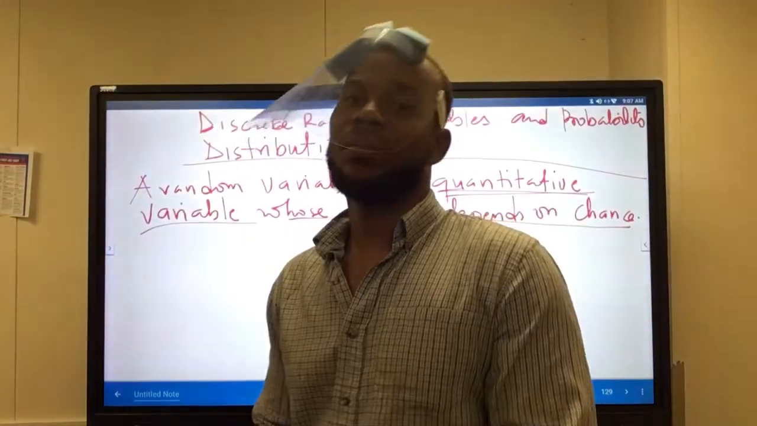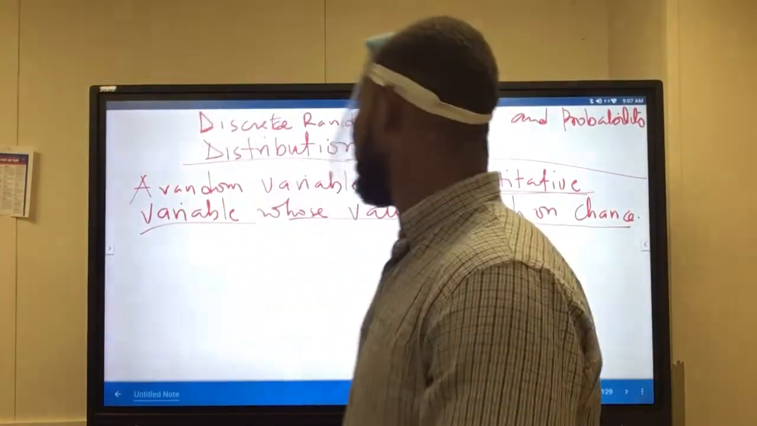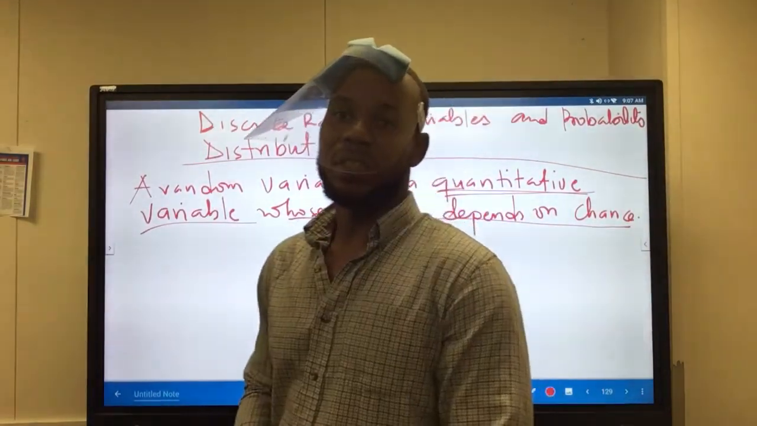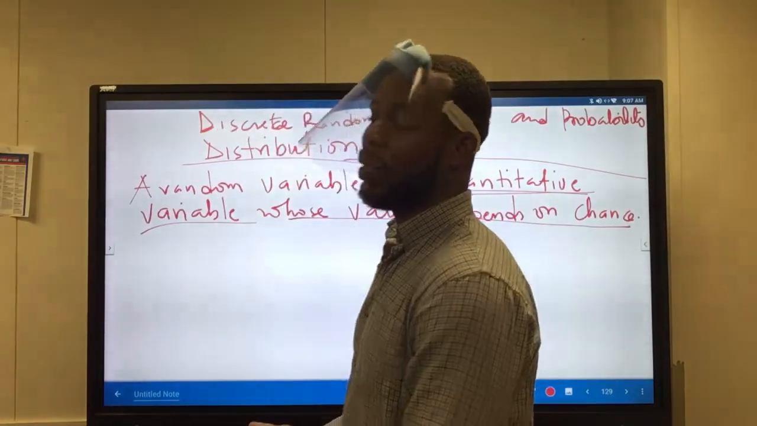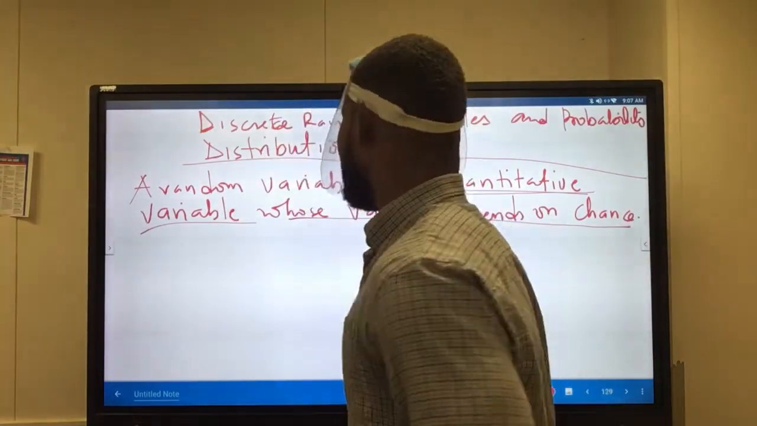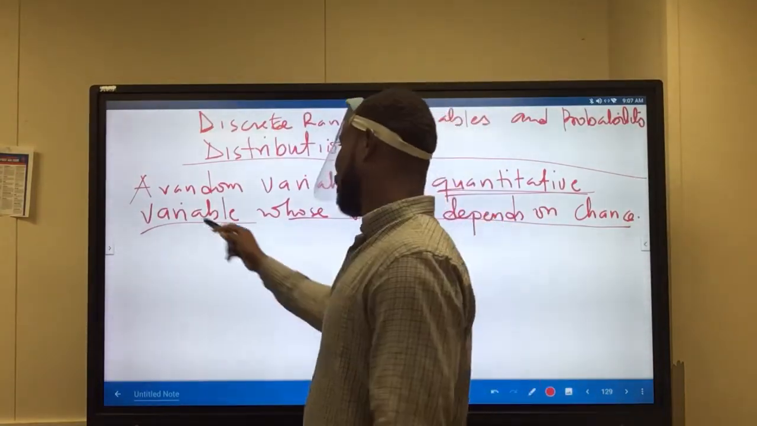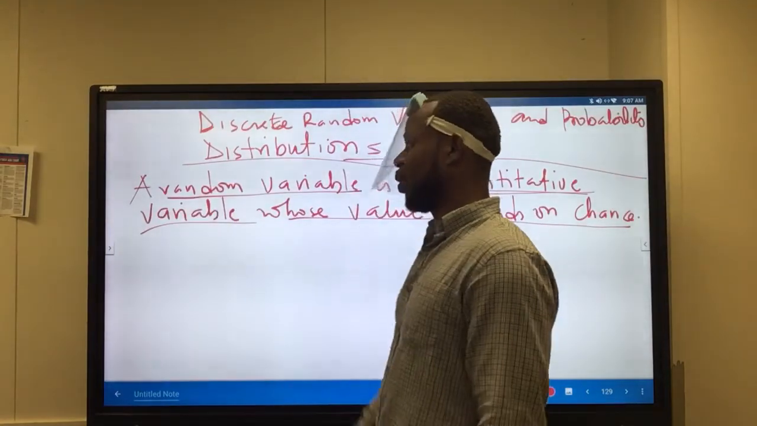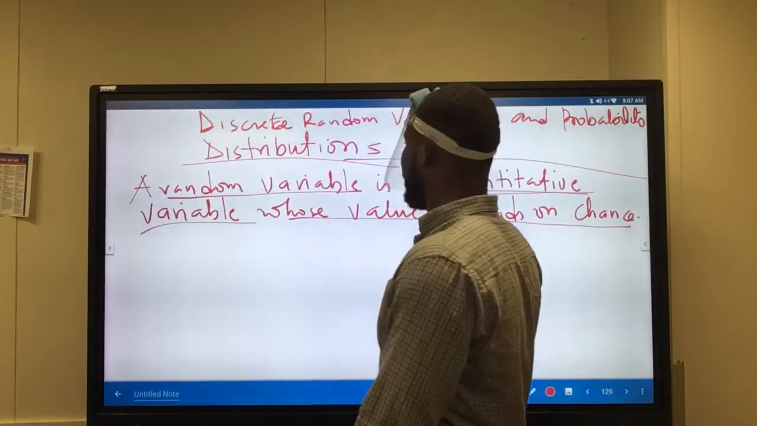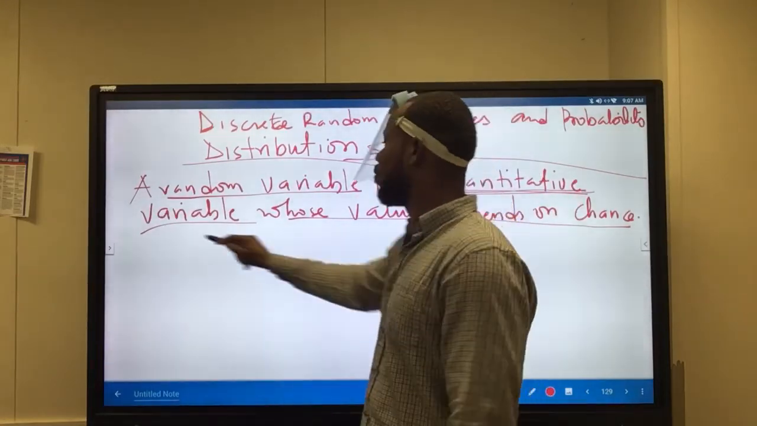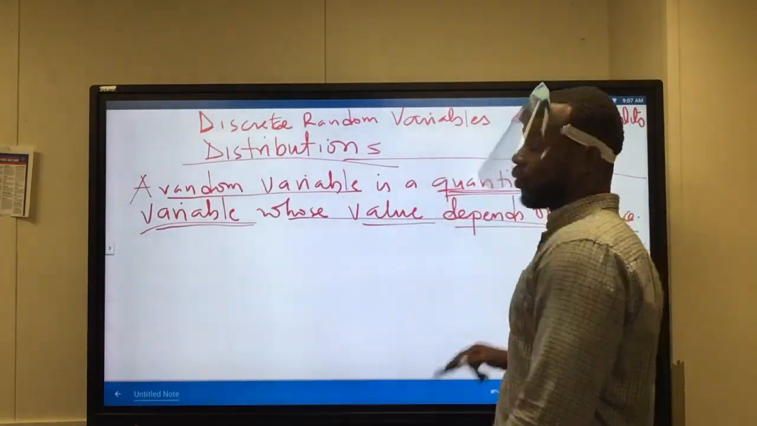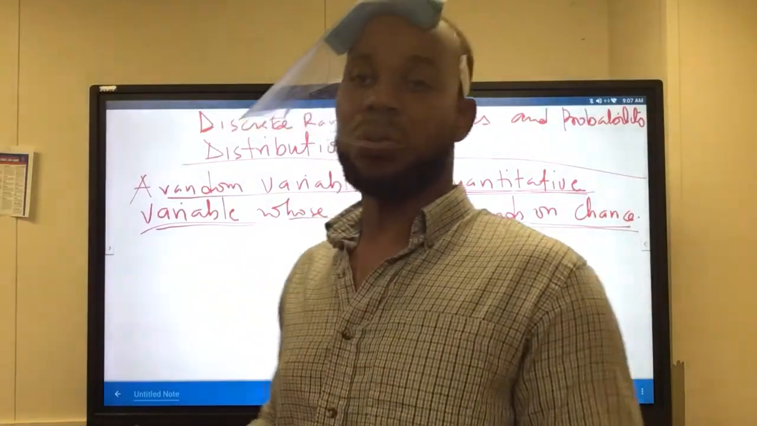Alright guys, so we are learning about random variables today. We're talking about discrete random variables and probability distributions. So basically, we want to define what a random variable is. A random variable is a quantitative variable whose value depends on chance.